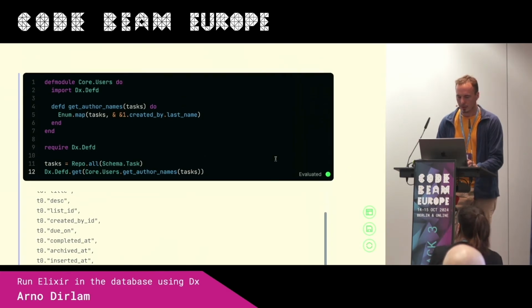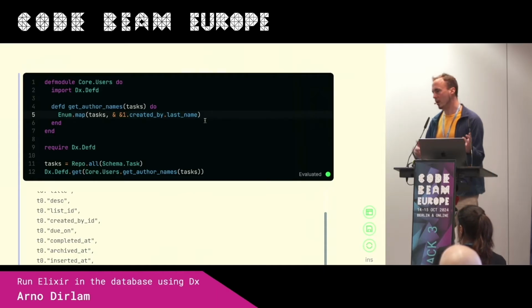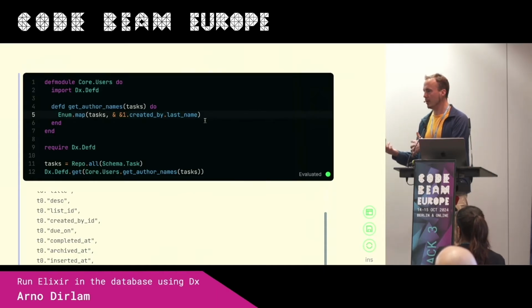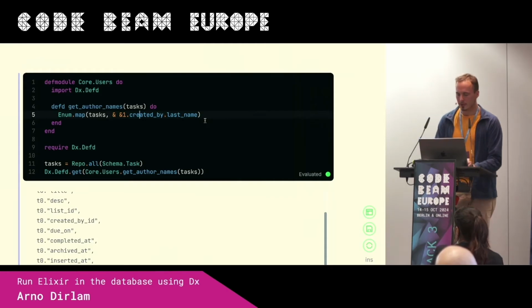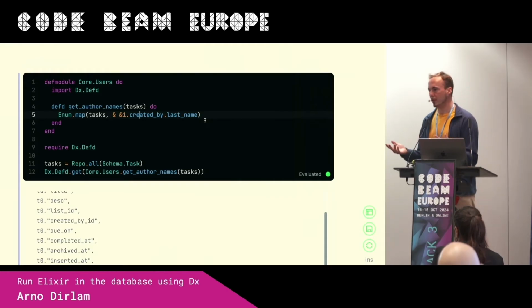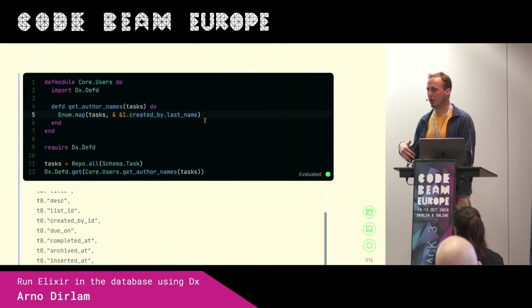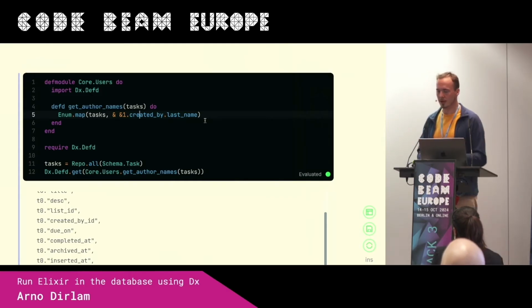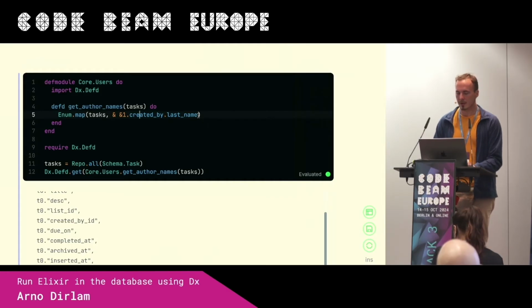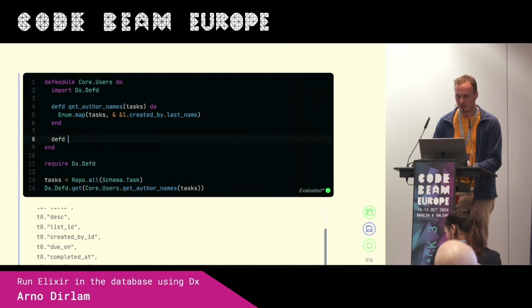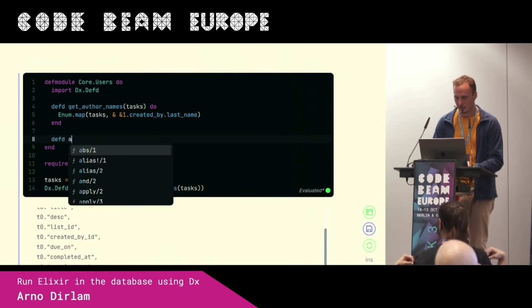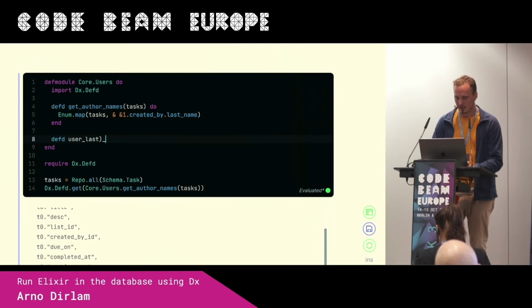Okay, so within defd functions, you can call other defd functions, and it will have the same result. You can really structure your code as you structure your Elixir code in modules and functions, and you can reuse everything. So let's say we define user last name as a separate function.